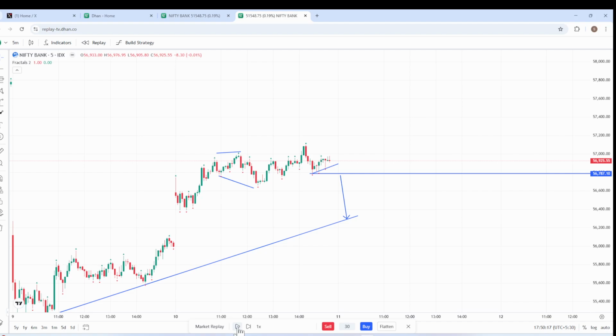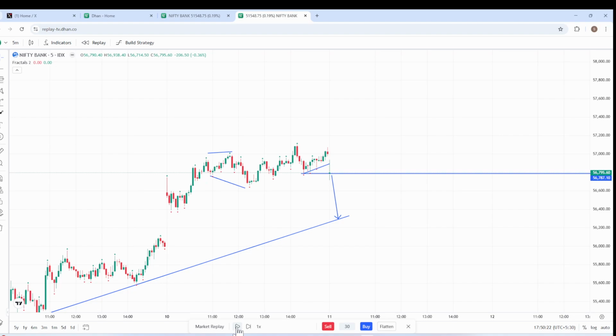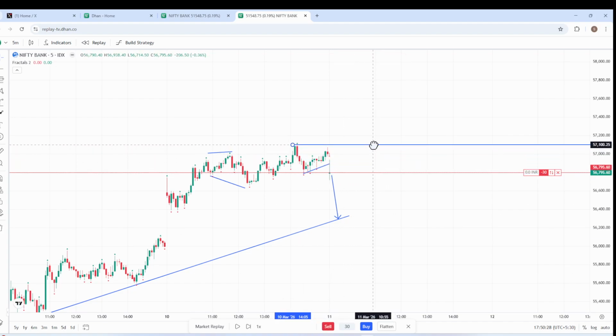So let's play. Yes, exactly, it broke. Now I am short selling it and my stop is this. So my stop is also relatively 400 points, and my take profit is this.